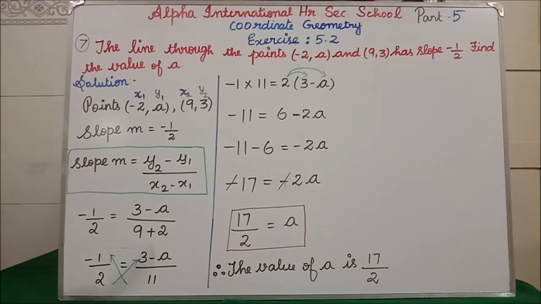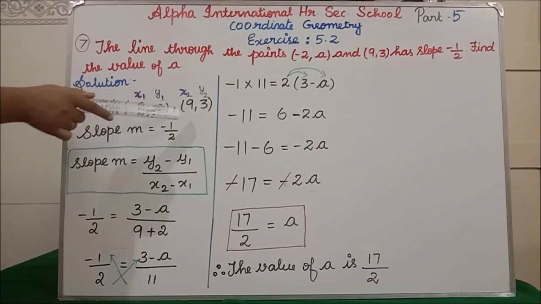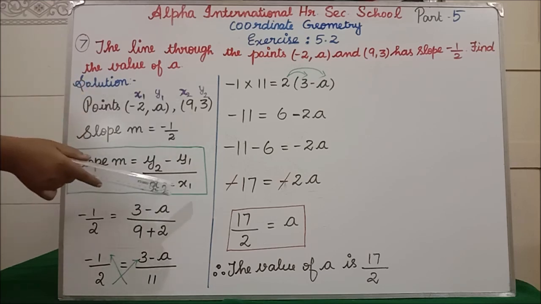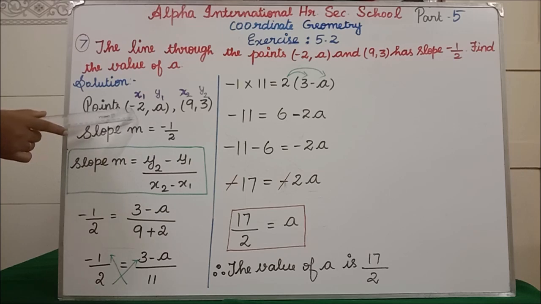I told you, students, in pencil you have to write x1, y1, x2, y2. This is our x1, y1, x2, y2. Clear? Now y2 value is what? 3. 3 minus y1 value, which is a. Divided by x2, which is 9. x1 is minus. In the formula there is a minus, here also a minus, so it will become plus 2. So minus 1 by 2 is equal to 3 minus a, I am writing as such, over 9 plus 2, which is 11.